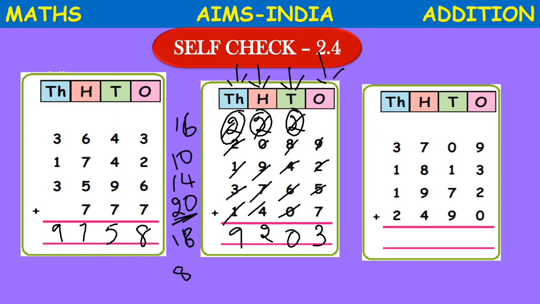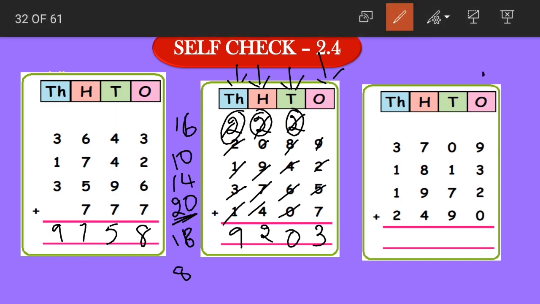The last question. In the ones place we have 9 plus 3. 9 plus 3 becomes 12. 9, 10, 11, 12. Yes. 12 plus 2 becomes 14. 14 plus 0 becomes 14 only. So 4 which is in ones place will be written here, and 1 which is in the tens place will be carried.